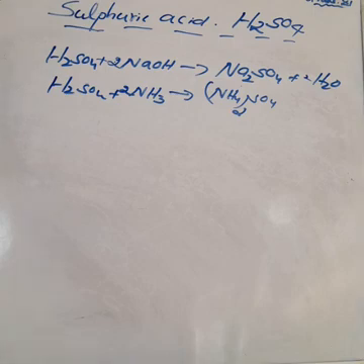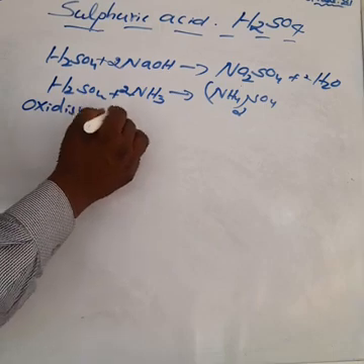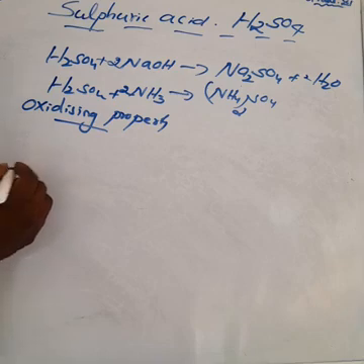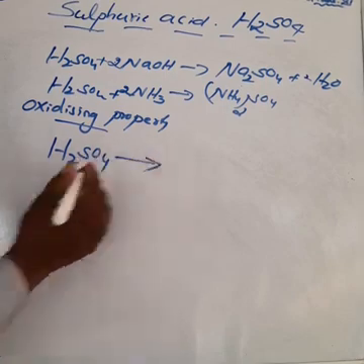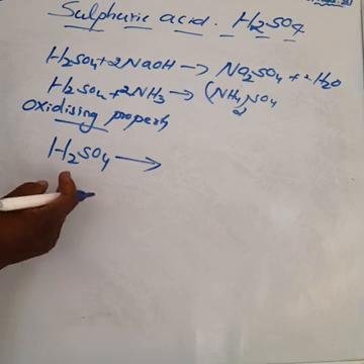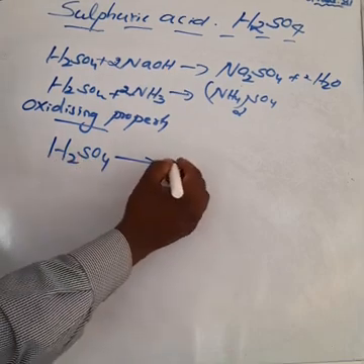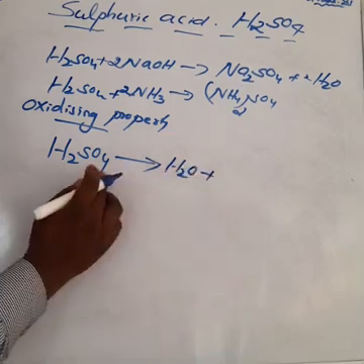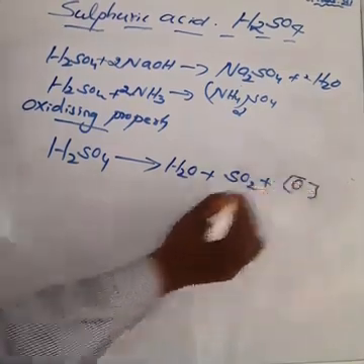A very important point is the oxidizing property of sulfuric acid. Sulfuric acid is an oxidizing agent. It produces nascent oxygen. Very important point, okay? On decomposition, sulfuric acid gives hydrogen combining with oxygen to form water molecules, and also sulfur dioxide gas, SO2, is evolved, and we get one nascent oxygen.